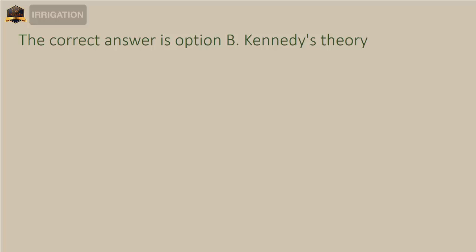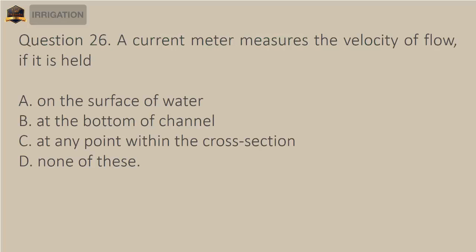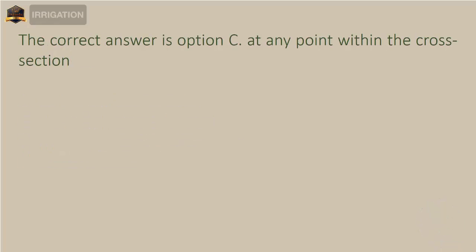Question 26. A current meter measures the velocity of flow, if it is held A. on the surface of water, B. at the bottom of channel, C. at any point within the cross-section, D. none of these. The correct answer is option C, at any point within the cross-section.